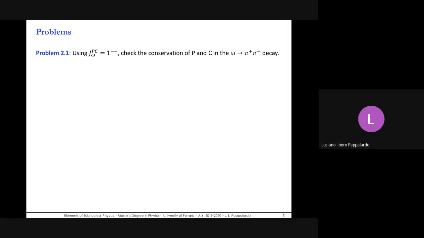Using J P C of the omega, 1 minus minus, check the conservation of parity and charge conjugation in the decay omega into pi plus pi minus.